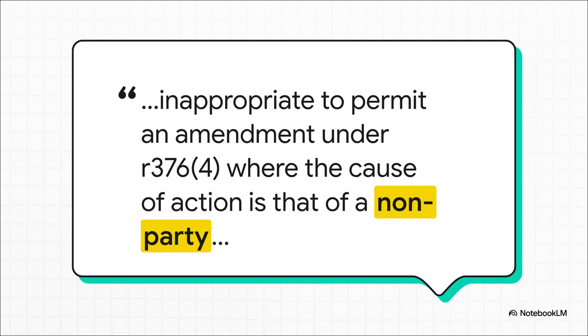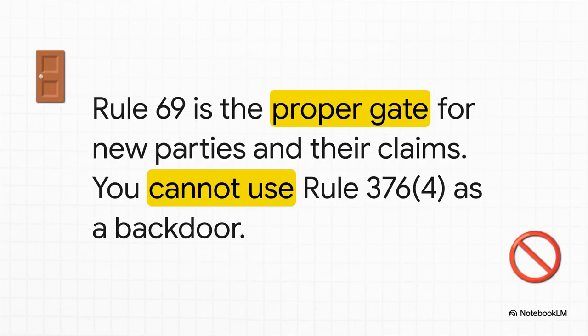If you want to do that, the only proper gate is Rule 69. So the bottom line here, the thing you have to burn into your brain for the exam, is this. If your amendment is really about bringing in the rights of a new party, you must use Rule 69. You have to pass the tests for Rule 69, not the tests for Rule 376, Subrule 4.